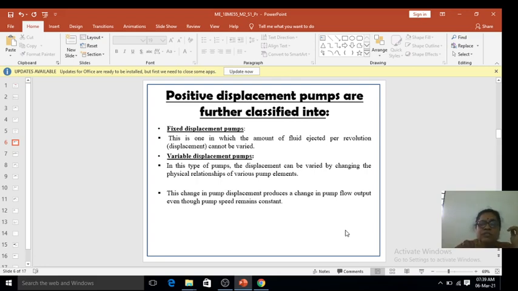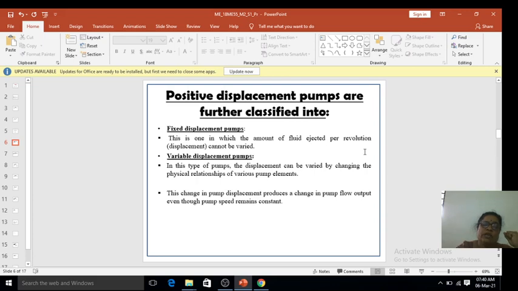When it comes to fixed displacement pumps, the amount of fluid ejected per revolution cannot be varied. That means the displacement of the pump, or displacement of the fluid, is fixed. So you cannot vary the displacement, hence the name fixed displacement.